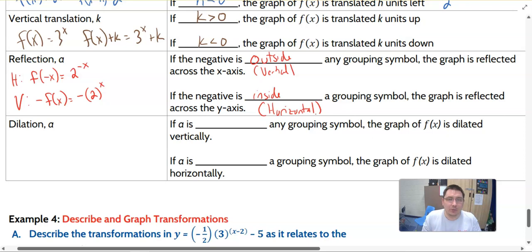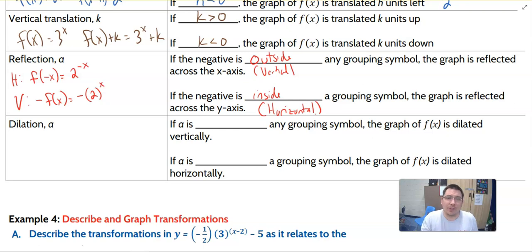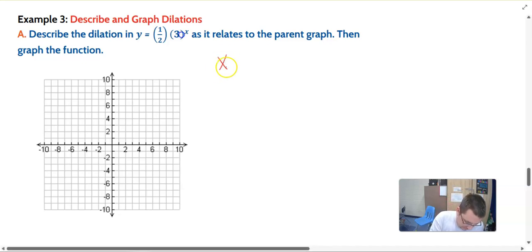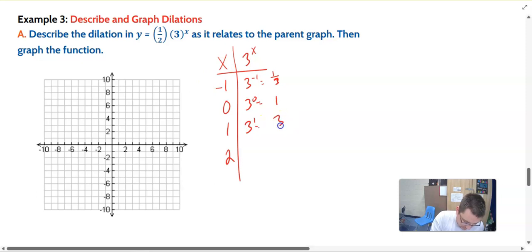All right, and so the last thing we're going to look at is dilation factors. And so we're going to go back up to example 3 and look at what the dilation factor does to the graph. Right here, we're going to describe the dilation that's happening in y is equal to 1/2 times 3 to the x. And so that 1/2 that's out in front, let's see what it does when we multiply it to these other values. And so we're coming back to a parent function that we've used before, 3 to the x. So using -1, 0, 1, and 2 gives us 3 to the negative first, that's 1/3. 3 to the 0 is 1. 3 to the first is 3. And 3 squared is 9.